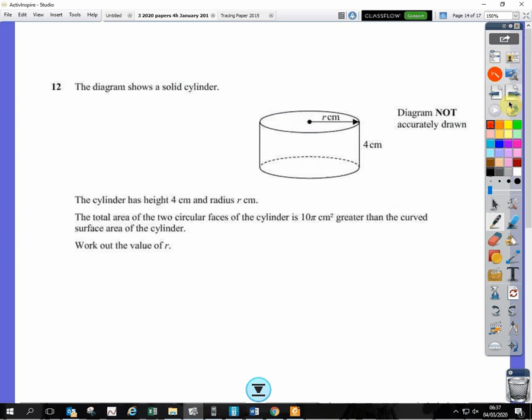Next. So, the total area of the two circular faces of the cylinder is 10 pi centimeters squared greater than the curved surface area of the cylinder.